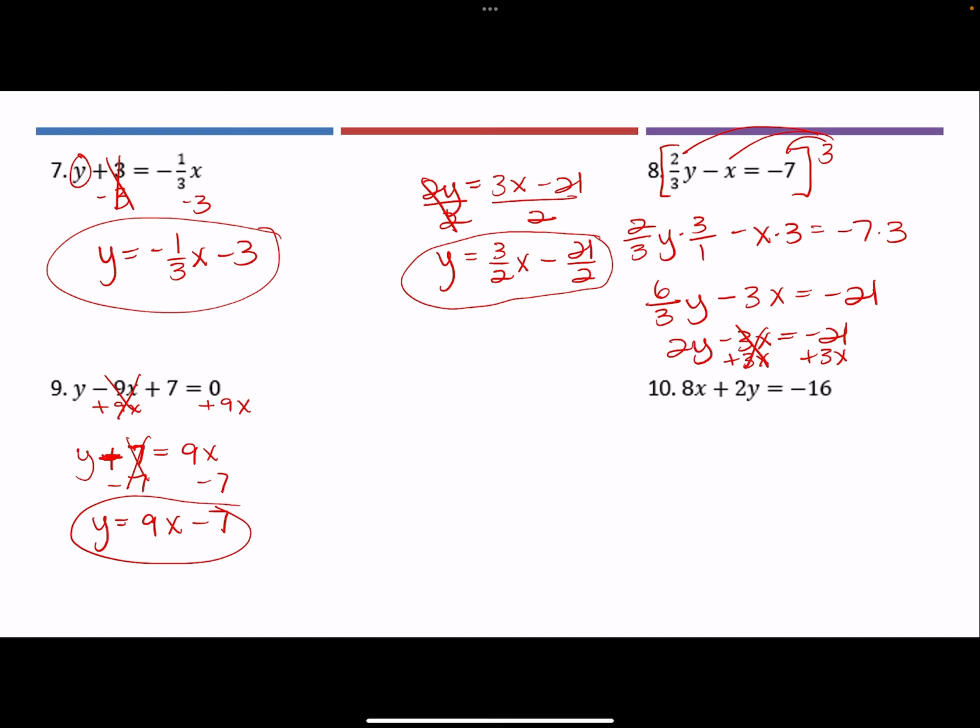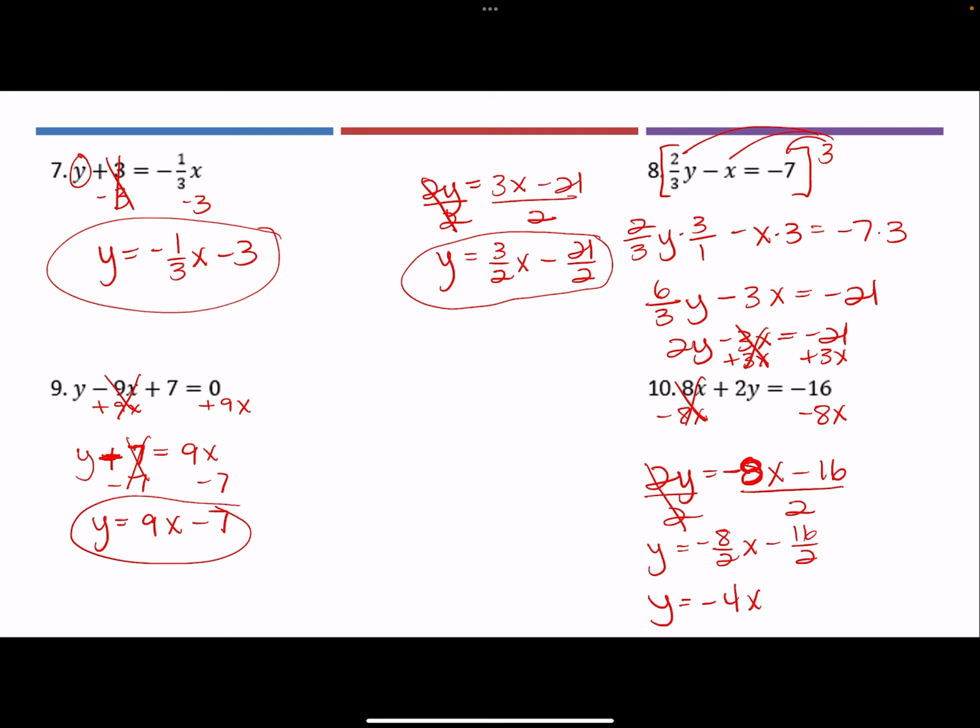And then number 10 hopefully shouldn't be as bad. Subtract the 8x. So you have 2y equals negative 8x minus 16. Oh, that should be an 8. Divide by 2. y is equal to negative 8 over 2 x minus 16 over 2. And when we simplify that, we should have gotten y equals negative 4x minus 8.